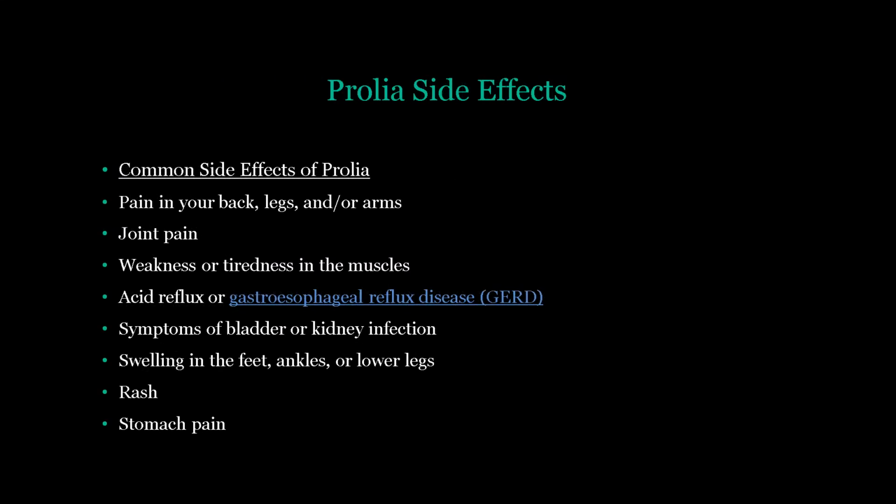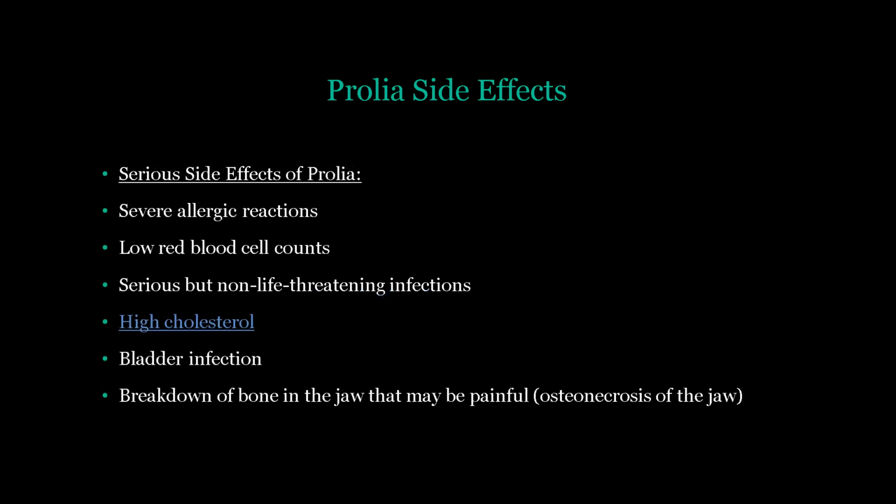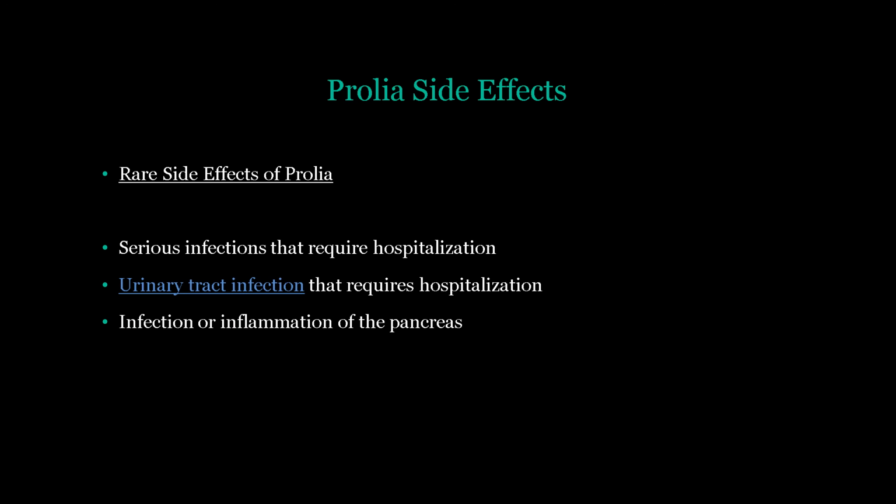The side effects of Prolia may include pain in your back, legs, arms, joint pain, weakness and tiredness, acid reflux, symptoms of bladder or kidney problems, swelling in the feet, rash, and stomach pain. Serious side effects may include allergic reactions, low blood counts, high cholesterol, bladder infections, and breakdown of bone in the jaw. Rare side effects include serious infections, urinary tract infections, and inflammation.